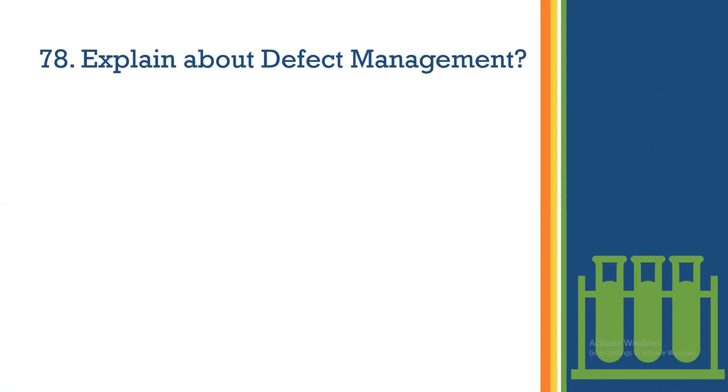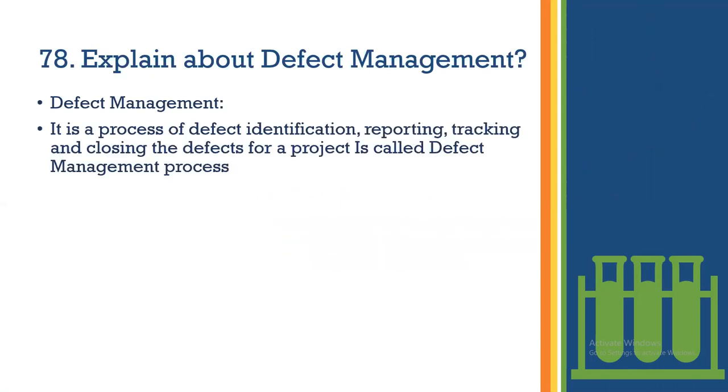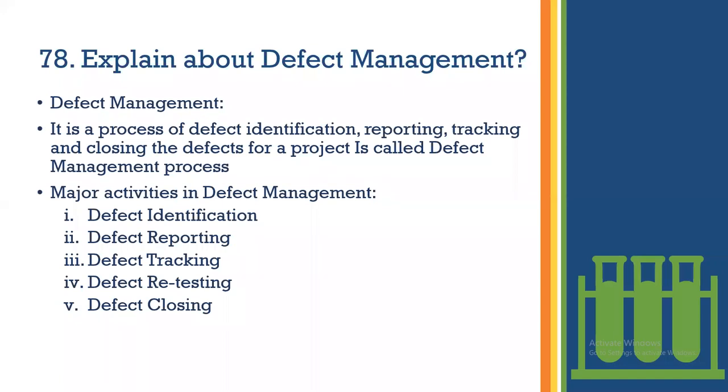Explain about defect management. What is the meaning of defect management? It is a process of defect identification, reporting, tracking, and closing the defects for a project. What are the major activities in defect management? Defect identification, defect reporting, defect tracking, defect retesting, then defect closing. These are the major activities in defect management.